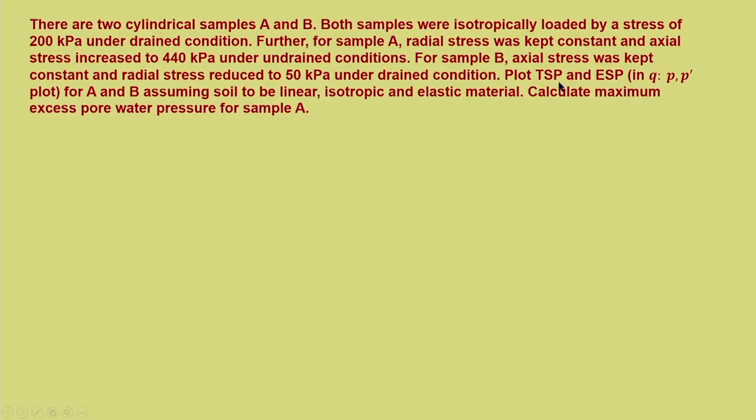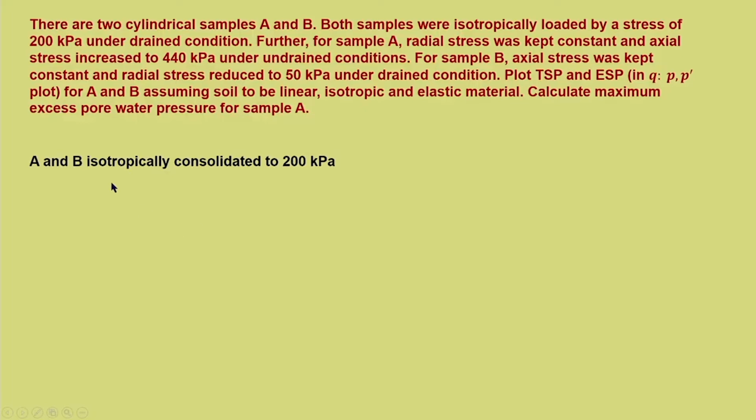Now, we need to plot total stress path and effective stress path in q-p, p-dash plot for A and B, assuming soil to be linear, isotropic and elastic material. Calculate maximum excess pore water pressure for sample A. So, it is a straightforward problem. We are not asked to find out any failure conditions, rather we just need to find in what manner the total stress path and effective stress path would be in this particular problem.